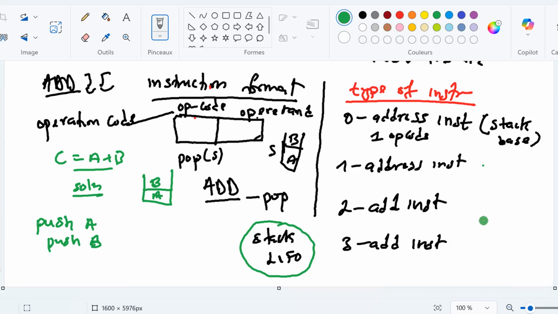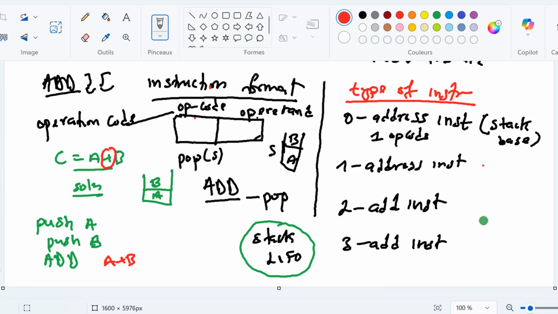After doing this, you just call your operation: add. You just call the add. In fact, when you call add, automatically the add will do the pop. Meaning it is going to pop A and B and do the sum. So the sum here will be A plus B.